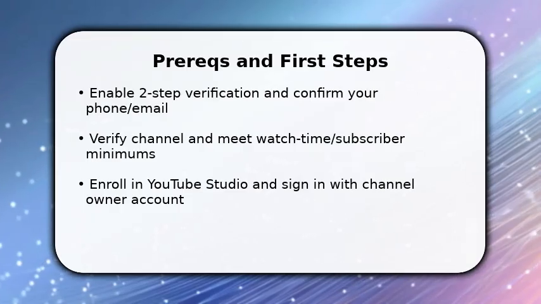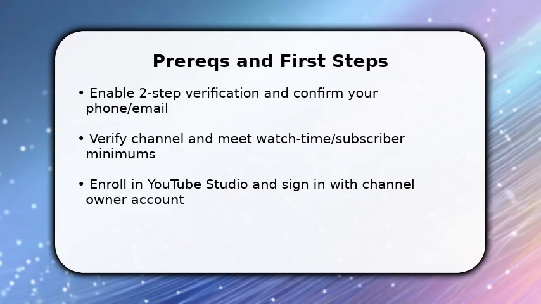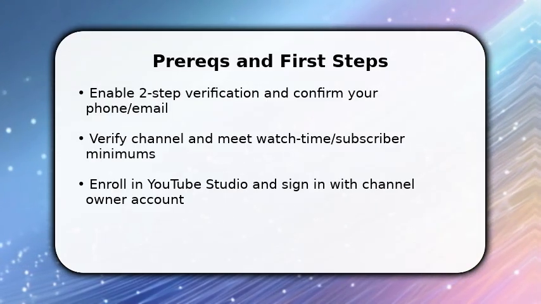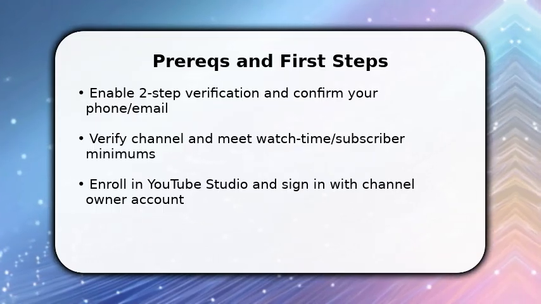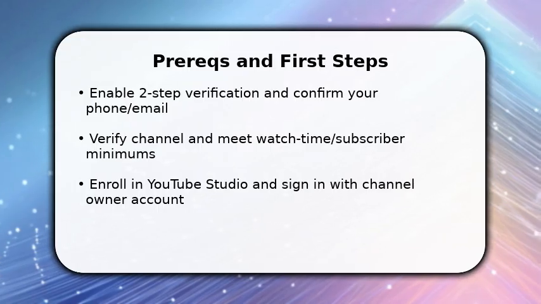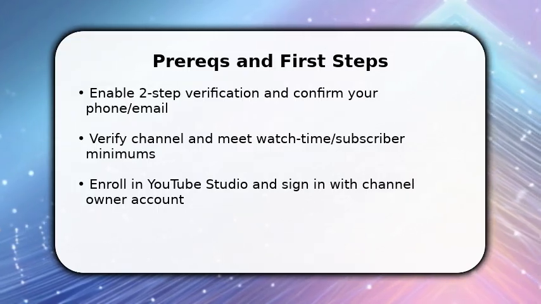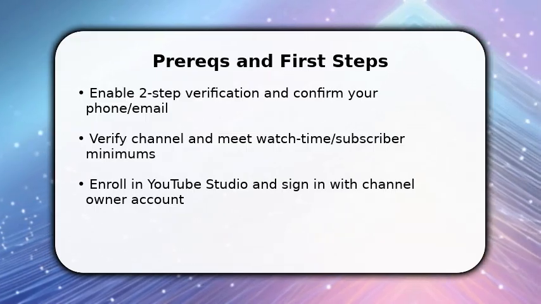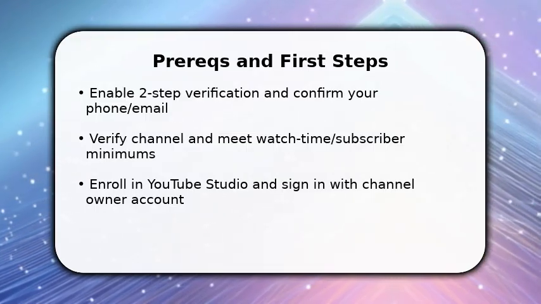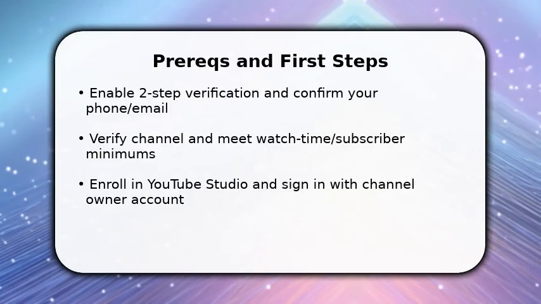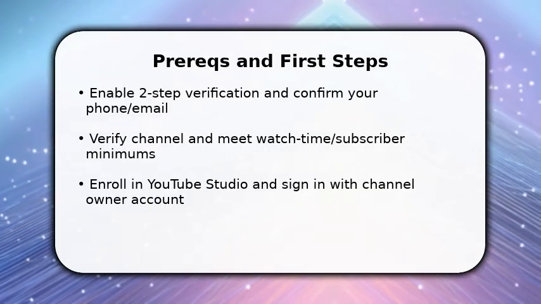You start by confirming prerequisites. Enable two-step verification and sign in to the exact owner account because advanced tools require verified identity. Once done, verify your channel and check you meet watch time and subscriber minimums. This unlocks features. Next, open YouTube Studio, don't use a secondary profile, and navigate directly to settings to prepare for feature activation. Make sure to keep verification emails and phone handy.